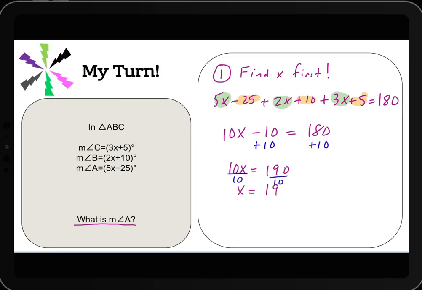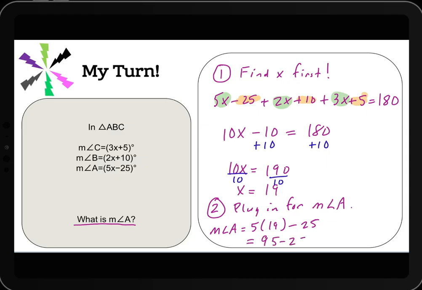Now that I've found the value of x, the second step is to plug it in for the measure of A. So I'm going to plug in for the measure of angle A. The measure of angle A is going to equal 5 times 19 minus 25. So that's going to end up getting me 95 minus 25, so that is a 70 degree angle. So the measure of angle A is going to be 70 degrees in this case.